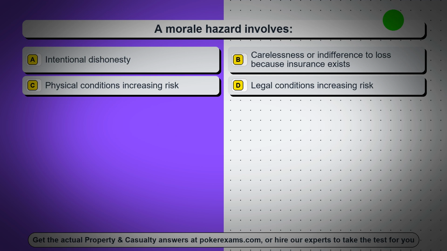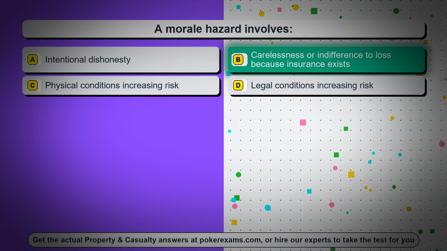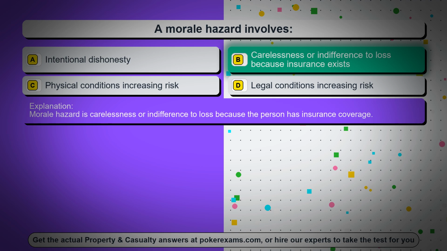Question 44. A morale hazard involves: option A, intentional dishonesty. Option B, carelessness or indifference to loss because insurance exists. Option C, physical conditions increasing risk. Option D, legal conditions increasing risk. The correct answer is option B, carelessness or indifference to loss because insurance exists. Morale hazard is carelessness or indifference to loss because the person has insurance coverage.